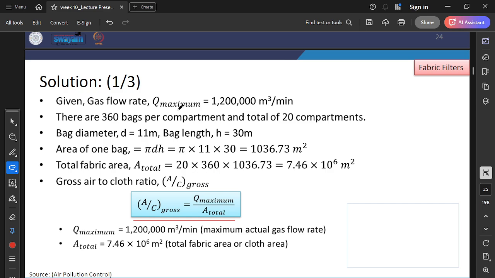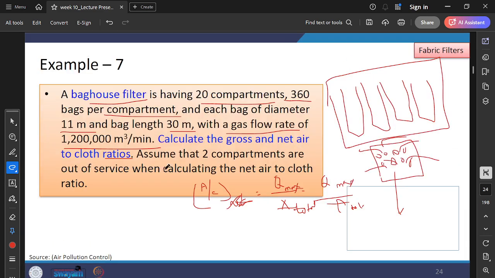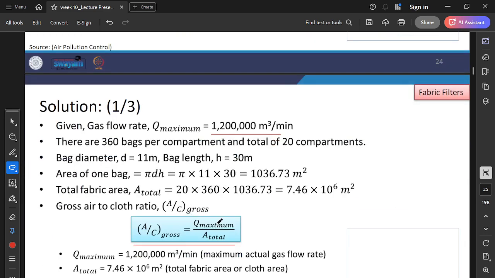Q max by A total. Q max is given in meter cube per minute, they have already given it, so we only need the total area. For one bag, pi dl is the same formula. If you take one bag, you can find the area for 360 bags into 20 compartments, and you will get the total area in meter square. I am talking about the surface area. Surface area only will filter the dust.